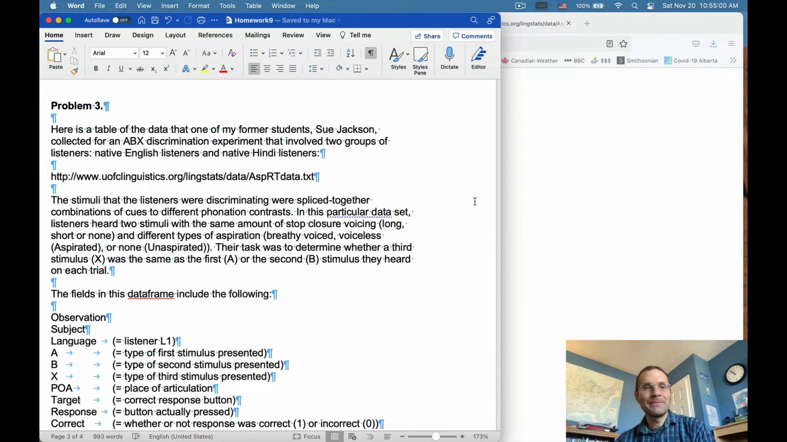Problem number 3 is a new set of data. I used to talk about this in the lecture, but I got rid of it. It's a cool set of data, though, so I'm happy to talk about it. It's some data that one of my former students, Sue Jackson, collected a while back for an ABX discrimination experiment that involved 2 groups of listeners, native English listeners and native Hindi listeners.